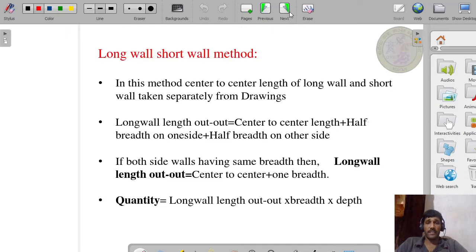In this method, the center to center length of the long wall and short wall are taken separately from drawings. Long wall length outer to outer is equal to center to center length plus half of the breadth on one side plus half of the breadth on the other side. If both side walls have the same breadth, then long wall length outer to outer is equal to center to center length plus one breadth. Then quantity is equal to long wall length outer to outer into breadth into depth.